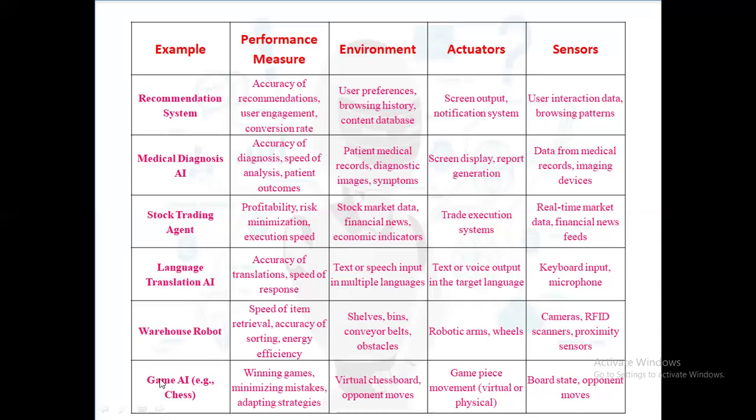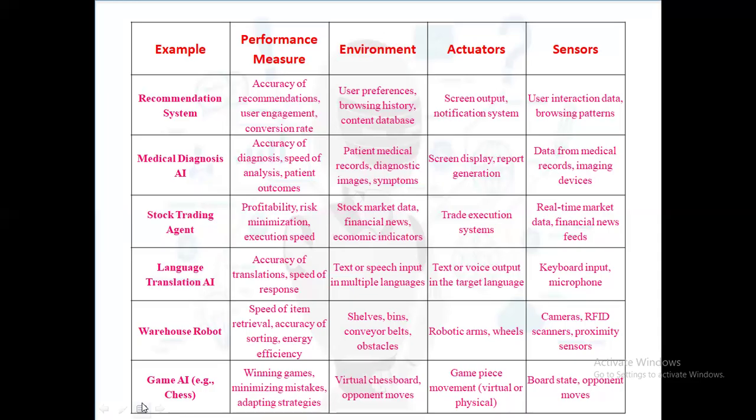barriers. Next, the warehouse robot functions in a logistic environment filled with shelves, bins, and conveyor belts. Using sensors such as cameras and RFID sensors, it identifies and retrieves items. Its actuators, like robotic arms and wheels, enable precise movements. The robot's performance is measured by its speed, accuracy in sorting, and energy efficiency.